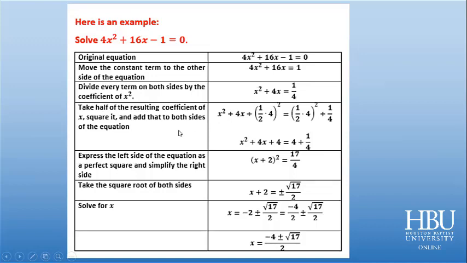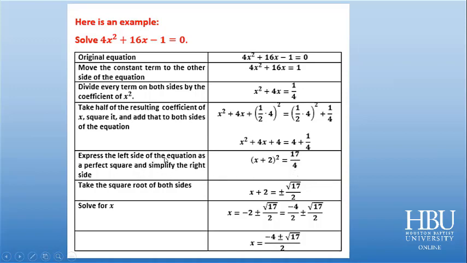The third step is to take half of the resulting coefficient of x, square it, and add that to both sides of the equation. So half of 4 is 2, and that squared is what I'm going to add to both sides of the equation. Half of 4 is 2, 2 squared is 4. So I now have x squared plus 4x plus 4. On the other side, I added the 4 to the 1/4, and you can combine 4, which is 16/4, plus 1 more fourth to be 17/4.